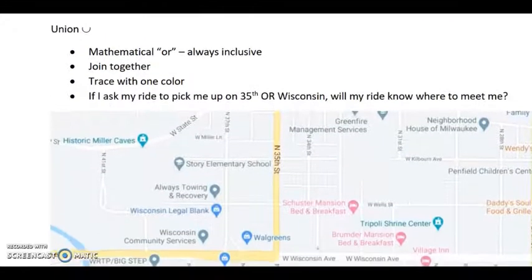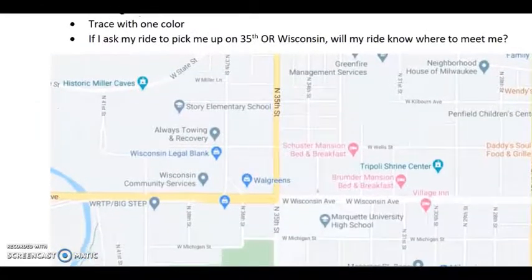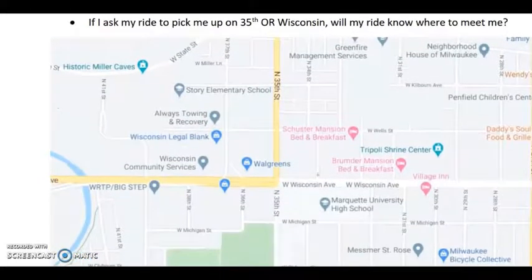But in math, union, which means or, is strictly inclusive. Anytime you hear the word or in math, it's inclusive. It means join everything together. So in a union example, you want to trace with one color.